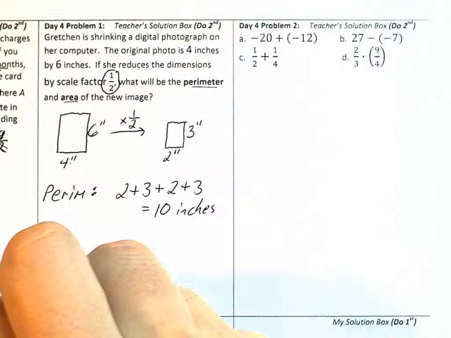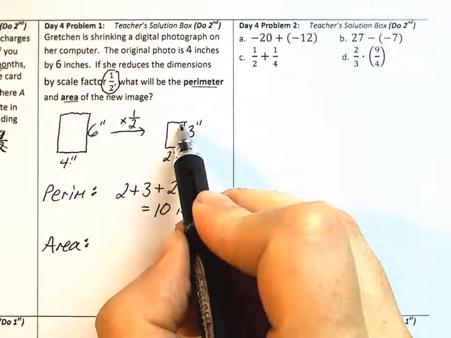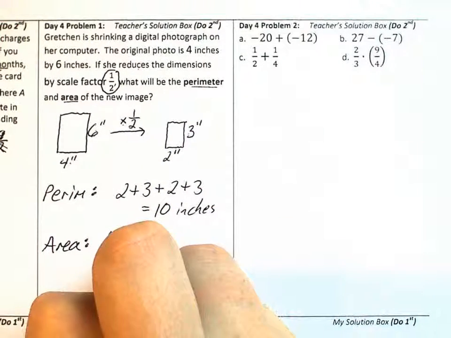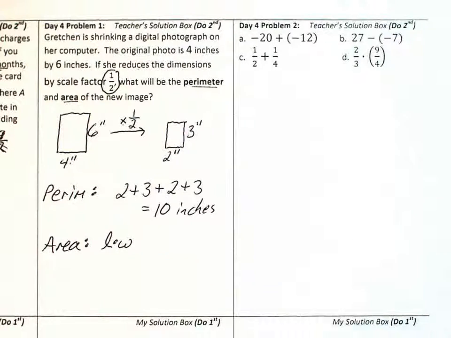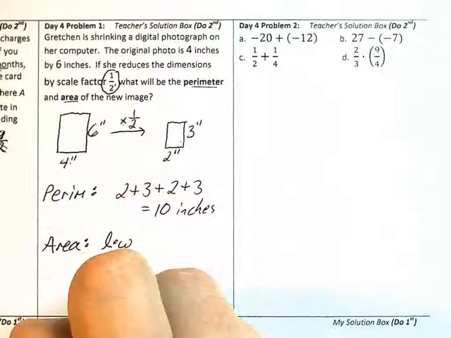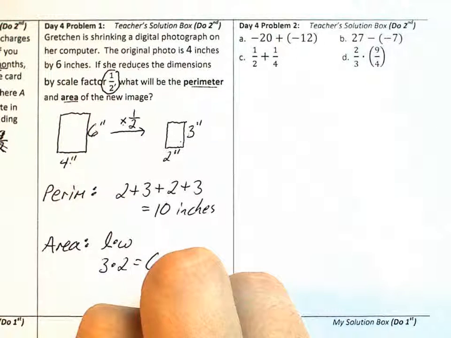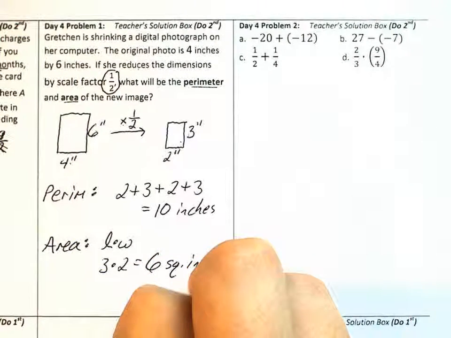Now the area. How much space does the photograph cover? We can find the area of a rectangle by multiplying its length times width. And so for this rectangle, 3 times 2 is 6 square inches.